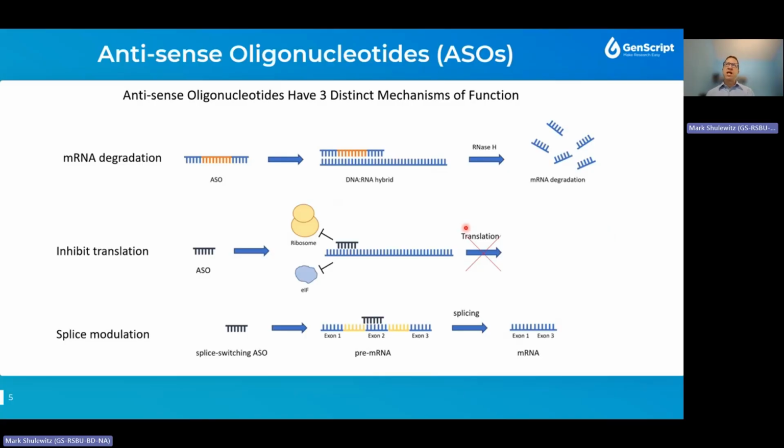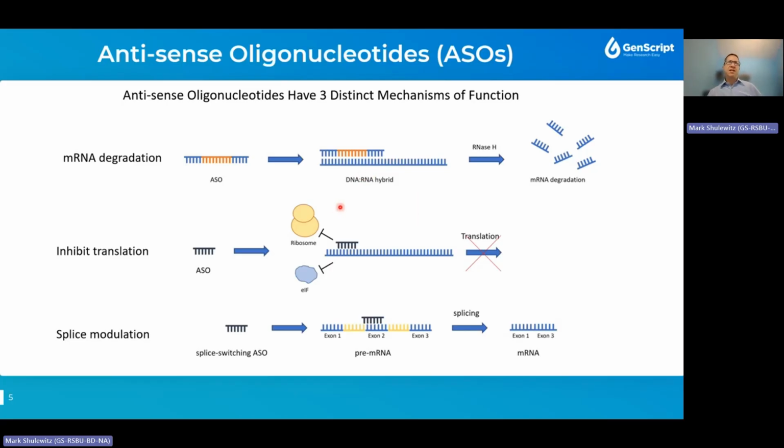Antisense oligos are single-stranded oligonucleotides that bind to RNA. They function in three ways. First is by promoting mRNA degradation, and they do this by directly binding to their target messenger RNA. In this case, antisense oligos are usually gapmers. That means that they have a DNA core that's flanked by RNA. RNA directs the antisense oligo to its target messenger RNA, and then this forms a DNA-RNA hybrid between the DNA core of the antisense oligo and a portion of the messenger RNA. This DNA-RNA hybrid is now recognized by RNase H, which cleaves the target messenger RNA, leading to its degradation.